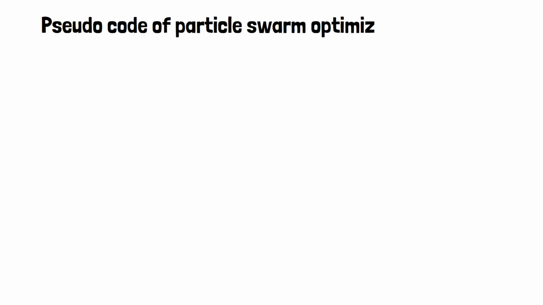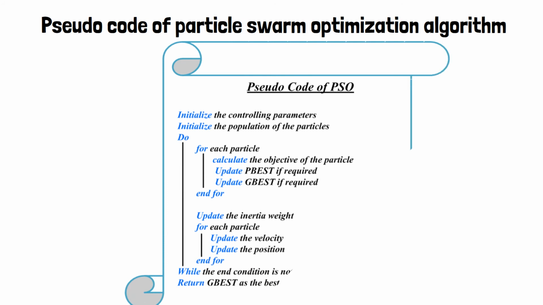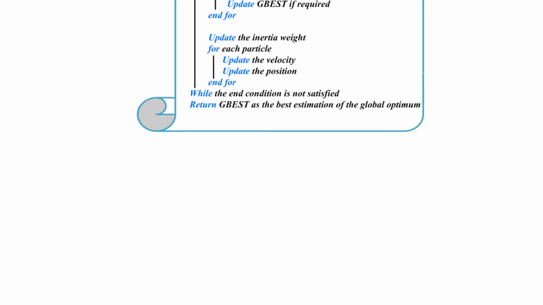Here is the pseudo code of the particle swarm optimization algorithm. The algorithm starts with initializing the controlling parameters. We can then initialize the population of the particles, and we have a main loop. In the main loop we need to first calculate the objective for each particle to be able to update the p-best and the g-best. After calculating the objective, p-best and g-best, we can then update the velocity and position vectors for each particle, and at the end of this loop we can return g-best as the best approximation for the global optimum.